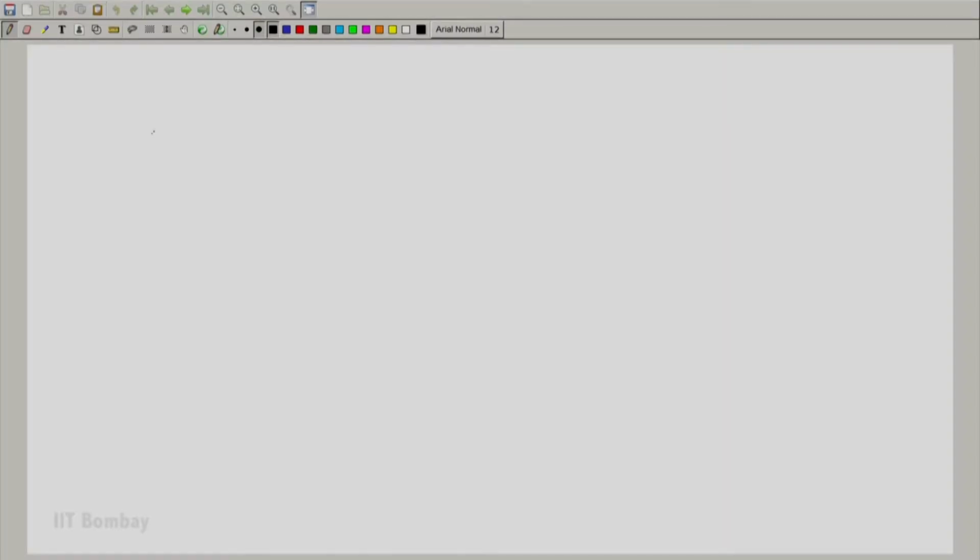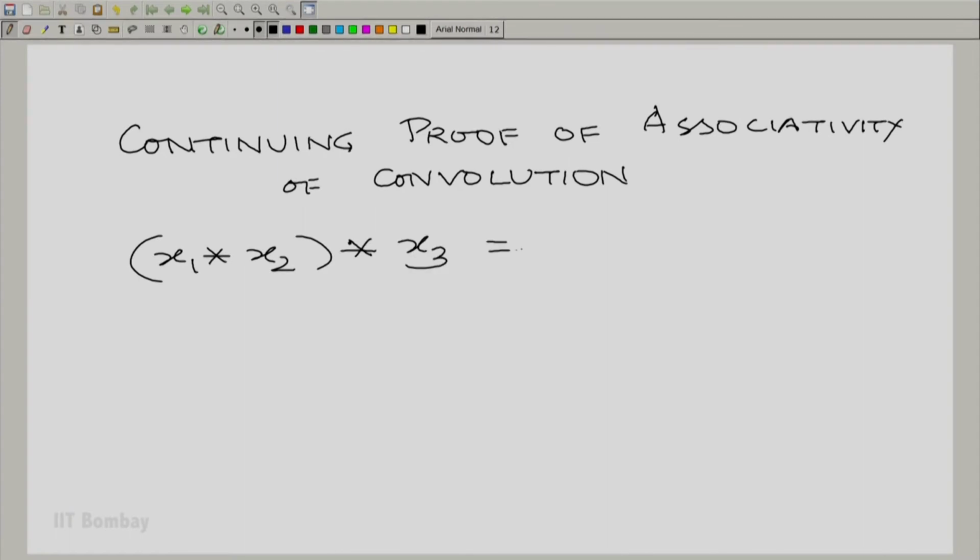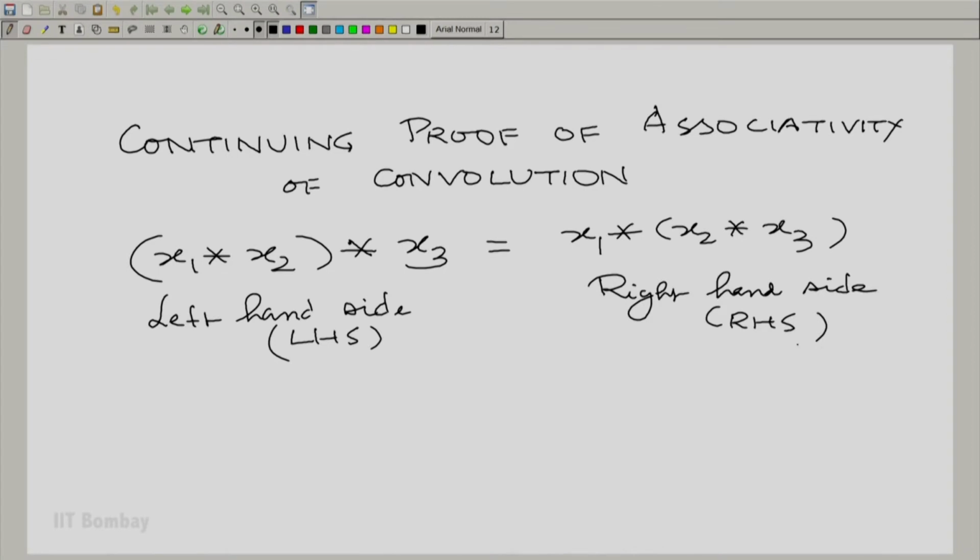Now, we had brought the proof that convolution was associative up to the following point. Let me enunciate what we got on both sides, the left hand side and the right hand side. So, we continue the proof of associativity of convolution, and essentially what associativity says is x1 convolved with x2 and then convolved with x3 is the same as x1 convolved with the result of convolution of x2 and x3. We will call this the left hand side and we will call this the right hand side, abbreviated by LHS and RHS.